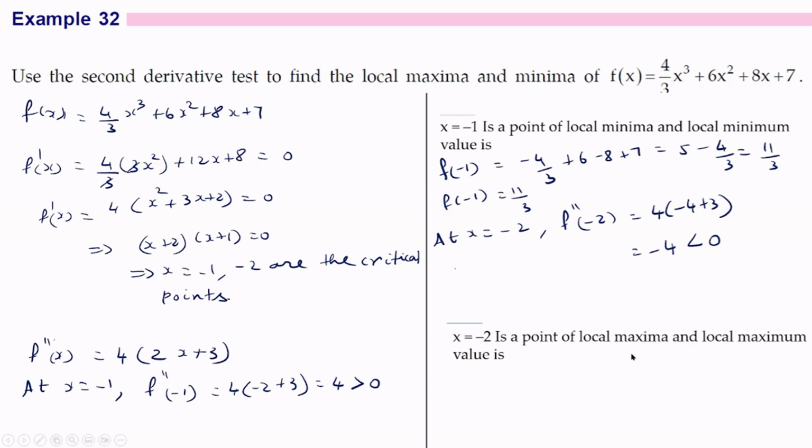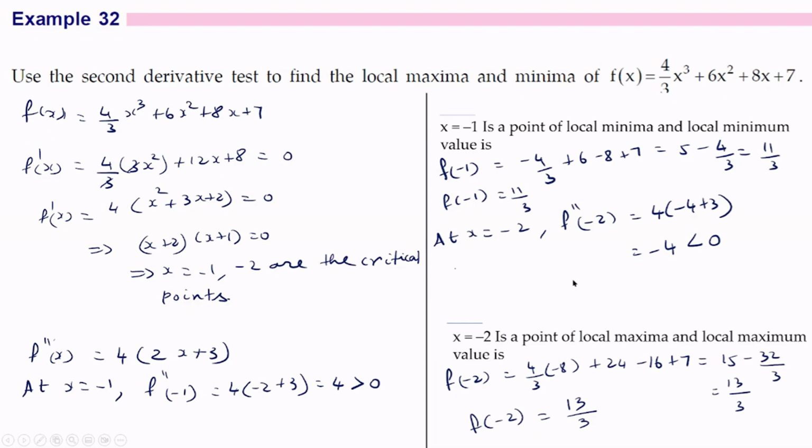So x equal to minus 2 is a point of local maxima, and the local maximum value is f of minus 2. It is equal to 4 by 3 into minus 2 the whole cube, which is minus 8, plus 6 into 4, 24, minus 16 plus 7. So this is equal to 15 minus 32 by 3, or it is 13 by 3. So the local maximum value is f of minus 2 equal to 13 by 3. So this is how we have to go about using the second derivative test to find the points of local maxima, local minima, and the local minimum and local maximum values.